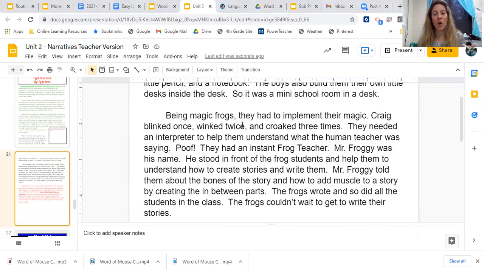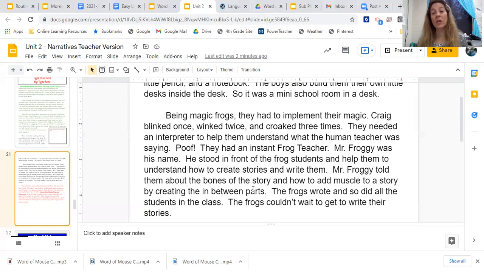Being magic frogs, they had to implement their magic. Craig blinked once, winked twice, and croaked 3 times. They needed an interpreter to help them understand what the human teacher was saying. Poof! They had an instant frog teacher. Mr. Froggy was his name. He stood in front of the frog students and helped them to understand how to create stories and write them.